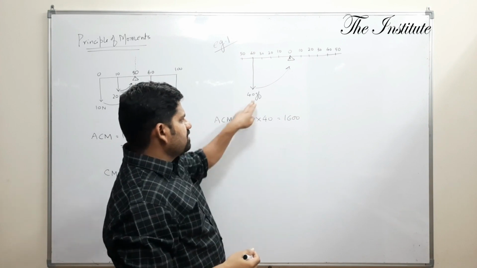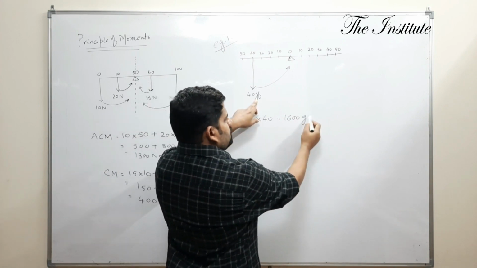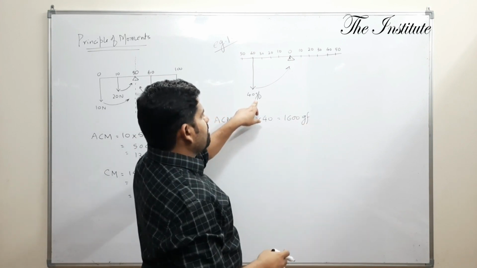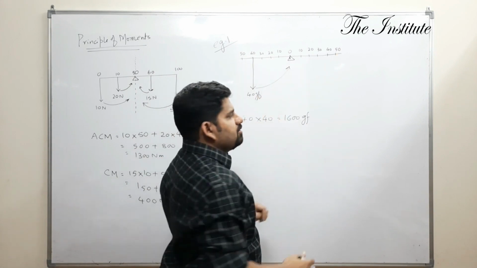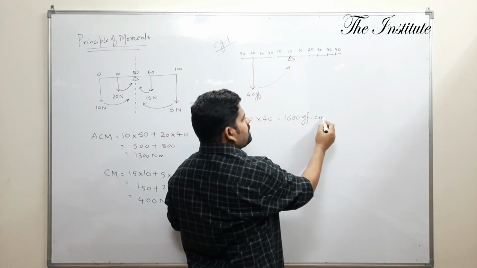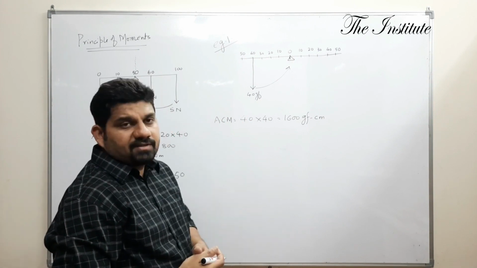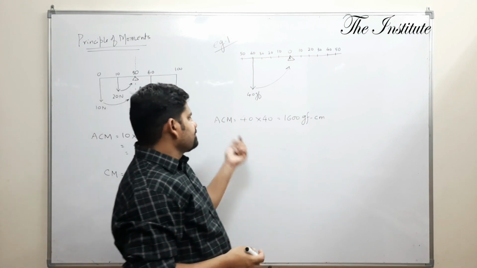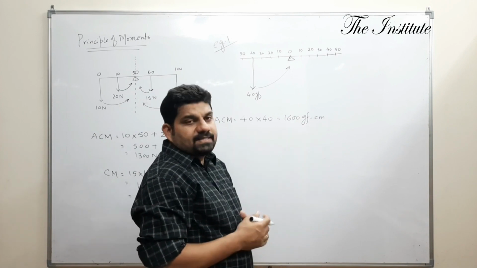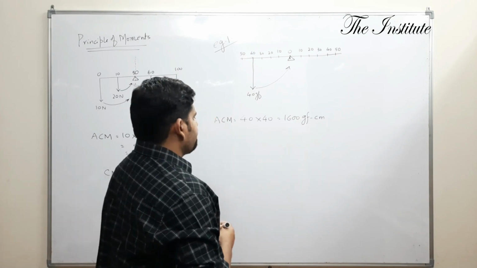Be careful of the unit. This is not in Newton now. This is in gram force. We'll put it in gram force, and these values are given in centimeters. So no need to change unless they ask you the answer in SI unit. You can always leave your answer like this. So anti-clockwise moment is 1600 gram force centimeter.